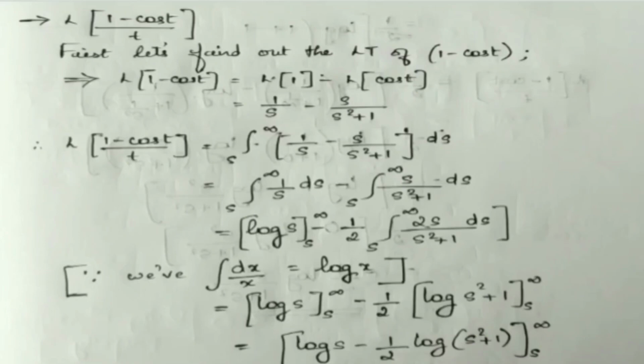Now let's find out the Laplace transform of 1 minus cos t by t. This is also of the format Laplace of f of t by t. So let's take the Laplace transform of 1 minus cos t first. So we can split and write it as Laplace of 1 minus Laplace of cos t, right? This we can split by using the linearity property. So Laplace of 1 is given by 1 by s minus Laplace of cos t is given by s by s square plus 1.